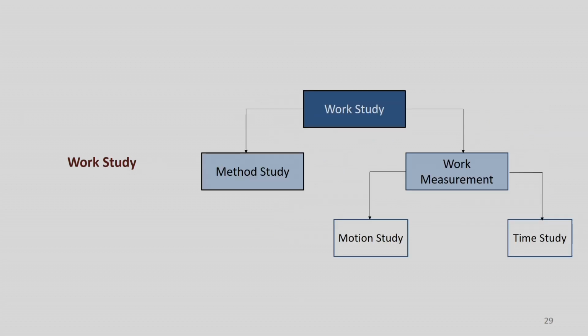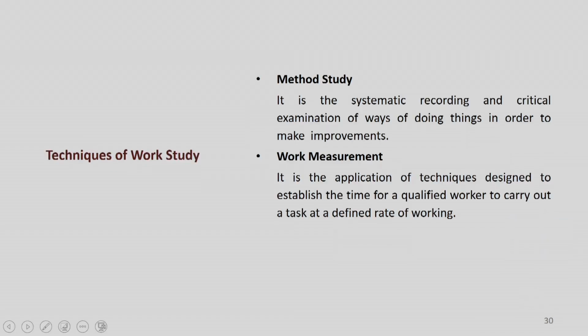So, work study can be divided into two major steps, that is method study and work measurement, and work measurement can be divided into two, motion study and time study. I will take you to the definitions. So, method study is a systematic recording and critical examination of ways of doing things in order to make improvement. And what is work measurement? It is the application of techniques designed to establish the time for a qualified worker to carry out a task at a defined rate of working.